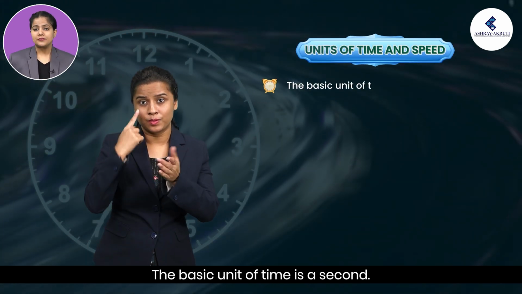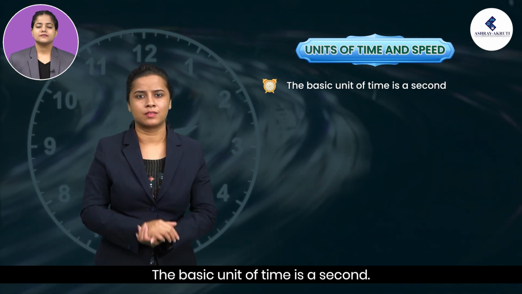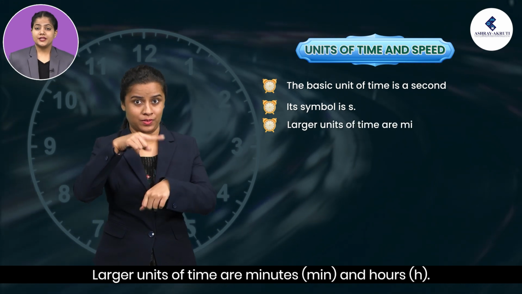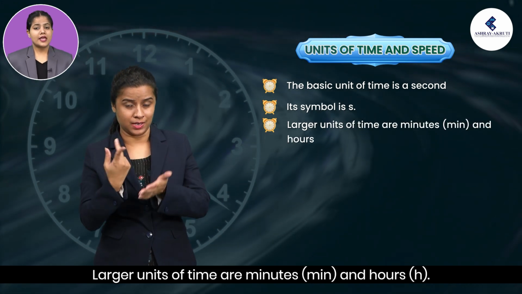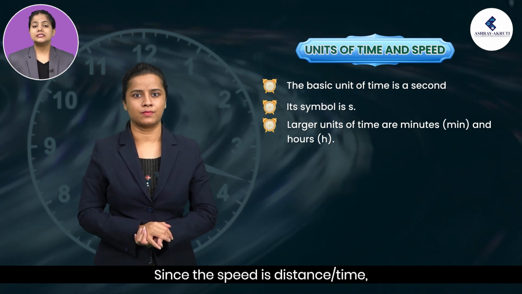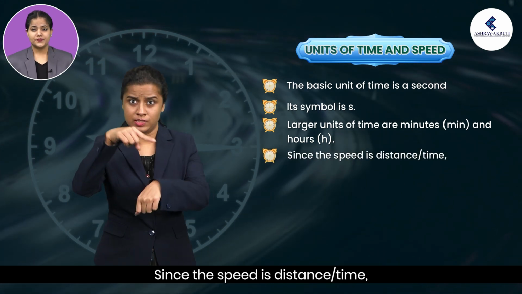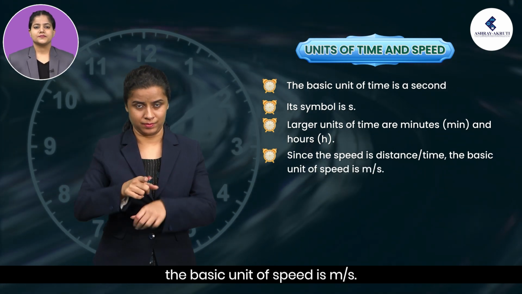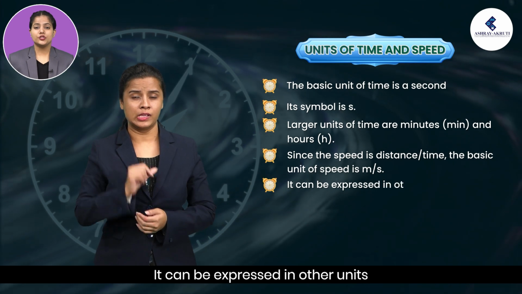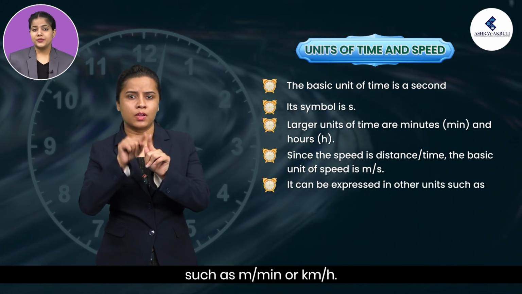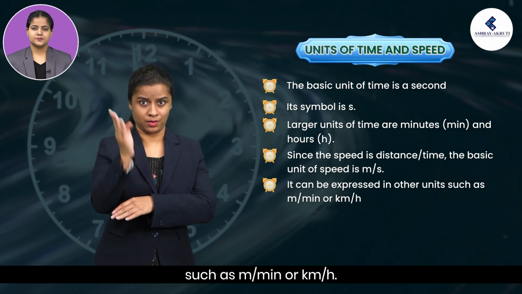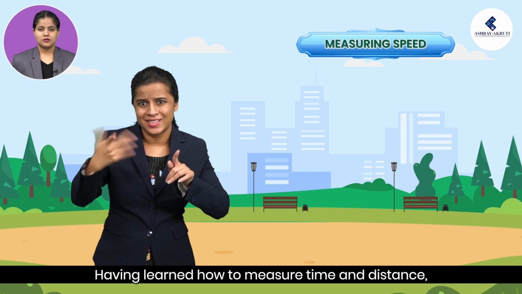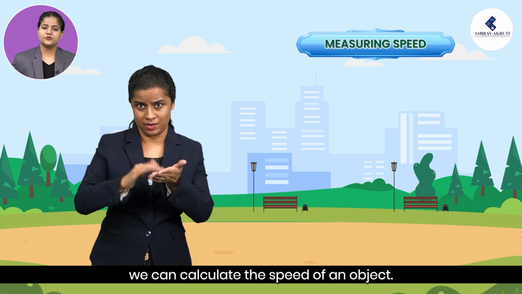The basic unit of time is a second. Its symbol is s. Larger units of time are minutes, min, and hours, h. Since speed is distance by time, the basic unit of speed is meter per second. It can be expressed in other units such as meter per minute or kilometer per hour. Having learned how to measure time and distance, we can calculate the speed of an object.